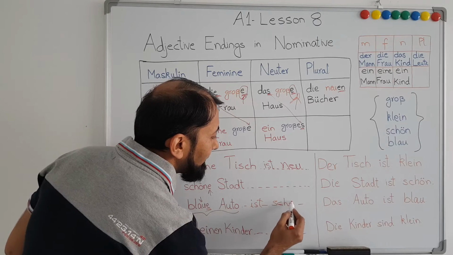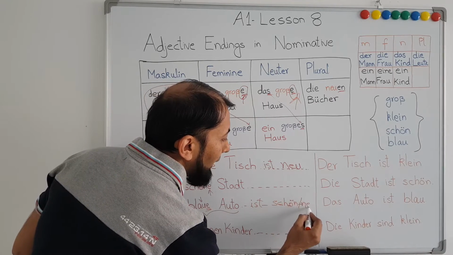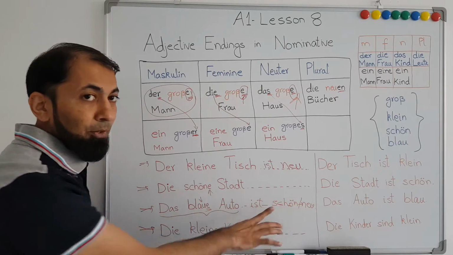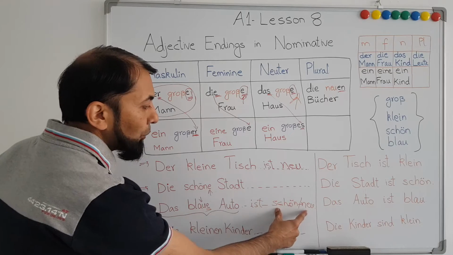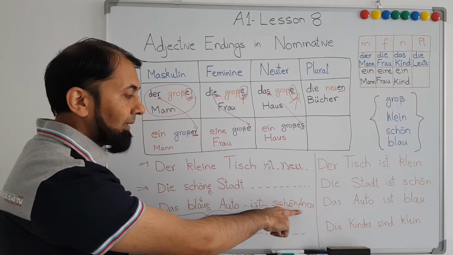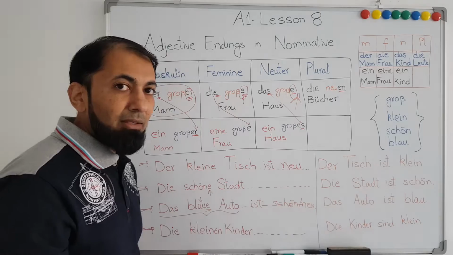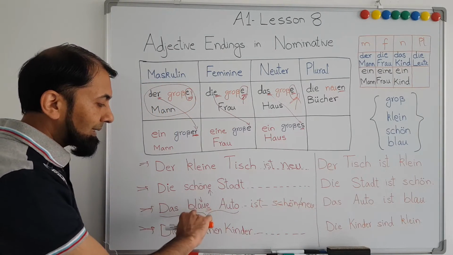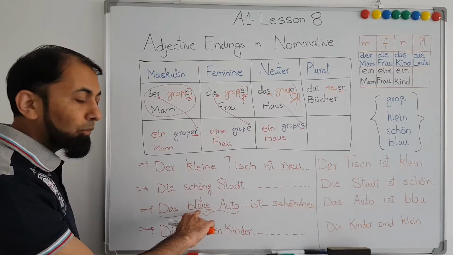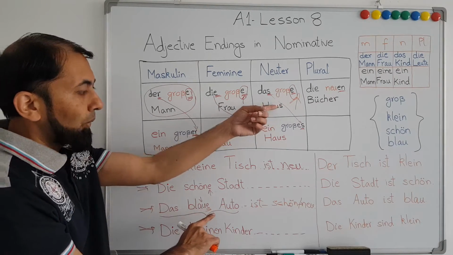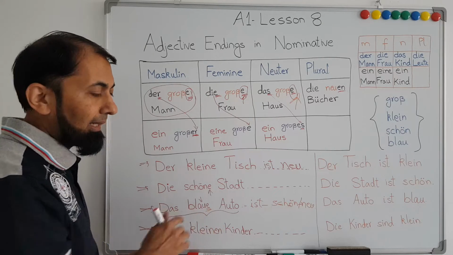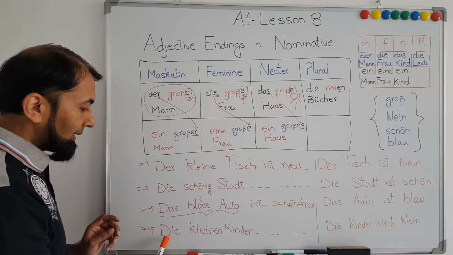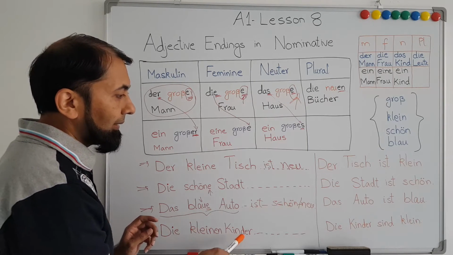schön or neu. The blue car is new or the blue car is beautiful. Now these two adjectives are coming after the noun, therefore they will remain in the basic form, but this adjective is coming before the noun, therefore we will follow this rule and we will add an e at the end. Next we have for the plural case, die kleinen Kinder.